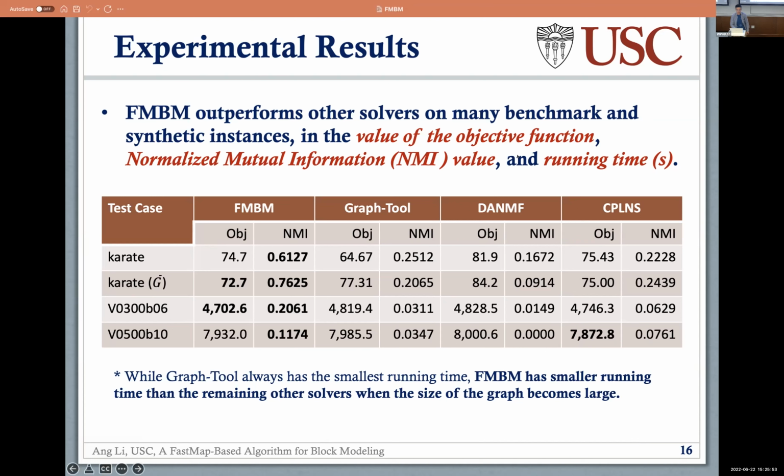And we compare the following solvers. Graph2, which uses an augmentative multi-level Markov chain or multi-column method, and DNMF, which uses an auto-deep encoder, and CPAIOR, which uses constraint programming with large neighborhood search. And here I show some results from our experiments.